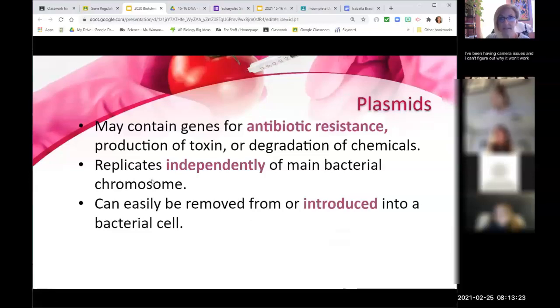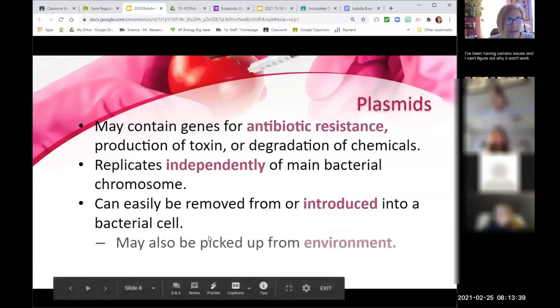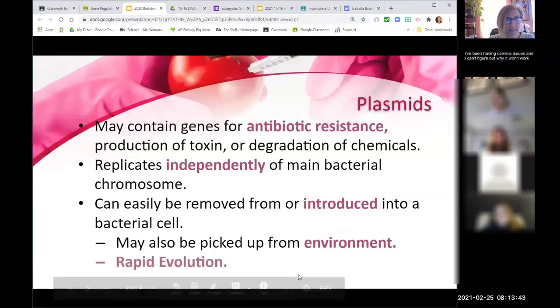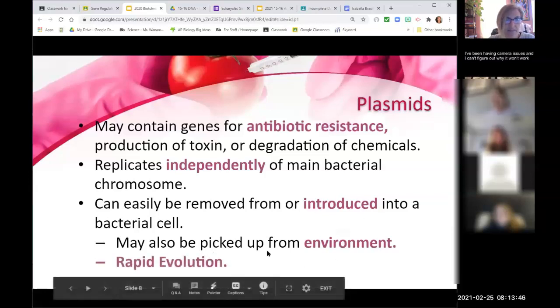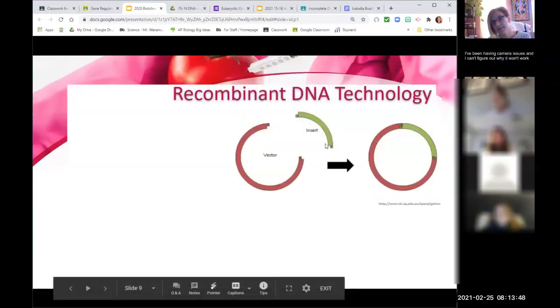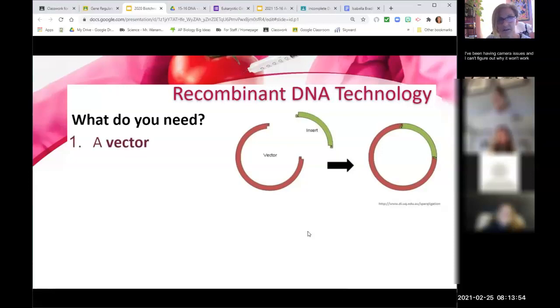So the plasmid, the circular DNA, replicates independently of the bacterial DNA. It's not necessarily replicating with the chromosomal genome. It is replicating on its own, kind of like mitochondrial DNA replicates on its own. Okay, so we can take those out and we can introduce them into other organisms. They might pick up DNA from the environment that gets incorporated into their plasmid, which is what creates the recombination and the great diversity of bacteria.